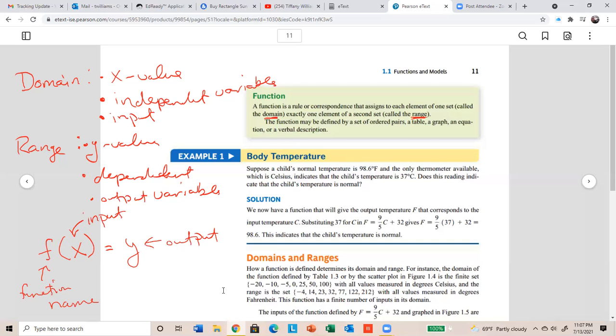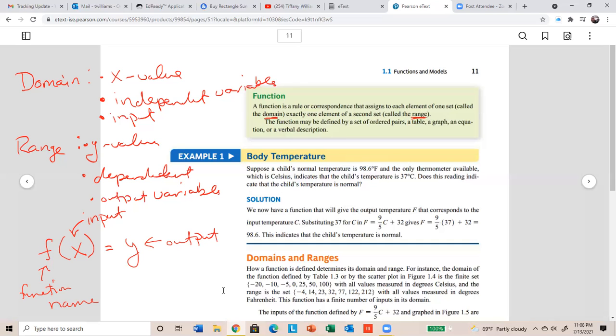Now, I know all this sounds confusing. Let me see if I can make it a little bit easier. A simple way of saying whether a set of ordered pairs, a table, a graph, an equation, or a verbal description is a function is to ask yourself whether the x values, or domain, or input, or independent variables, whatever, repeat themselves. If they do not, it is a function. So if your x values do not repeat themselves, it is a function.